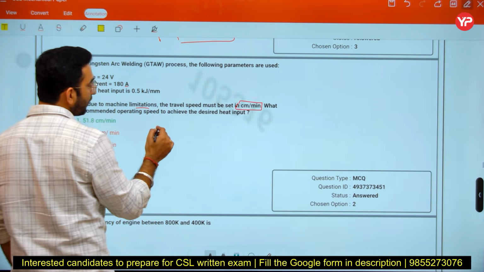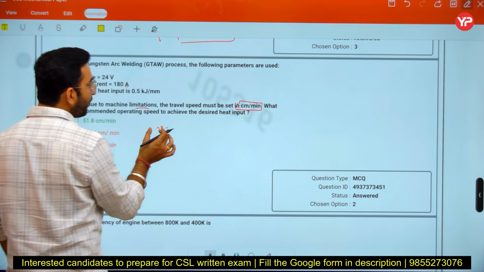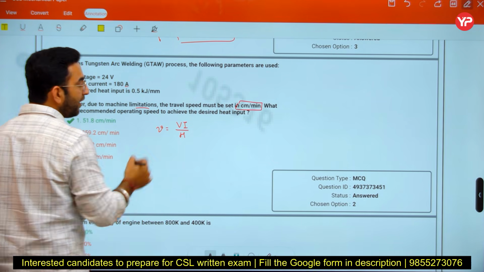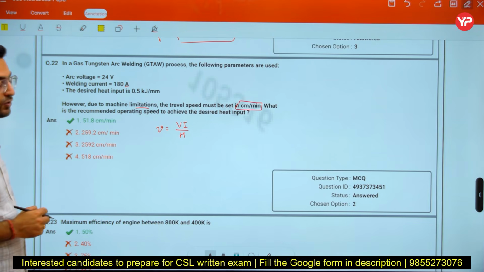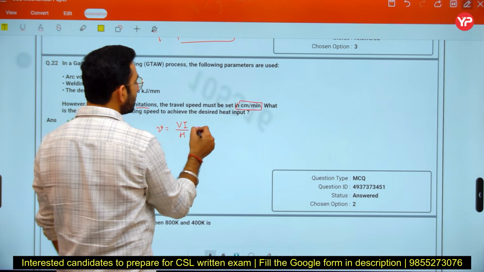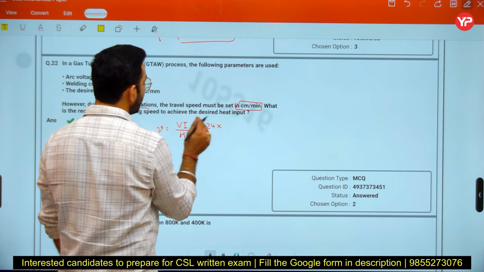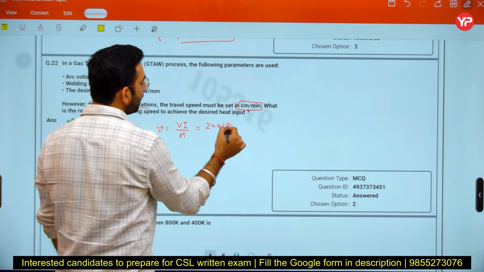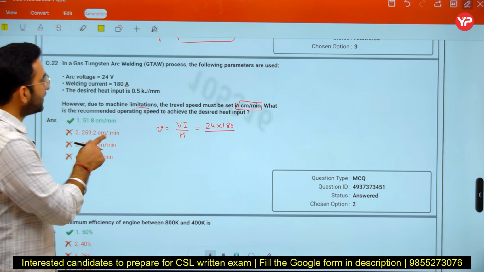You can write the operating speed can simply be written as V into I upon the desired heat input here. So in this case, the arc voltage is given to us 24 voltage here. I is given to us 180 ampere. Okay, and what is the value of the desired heat input?